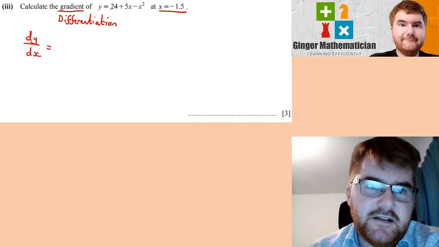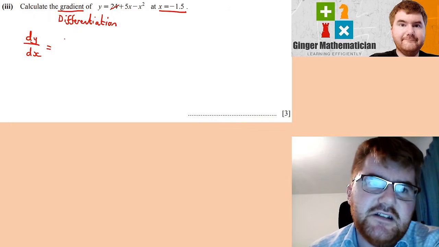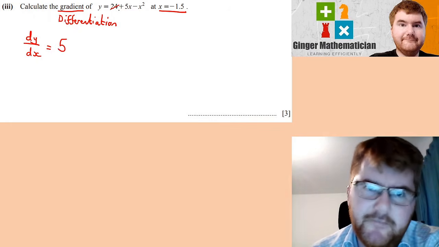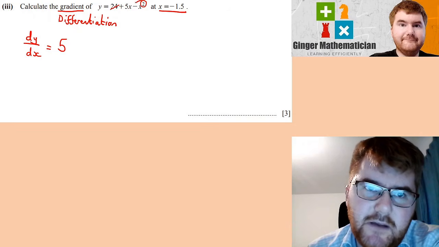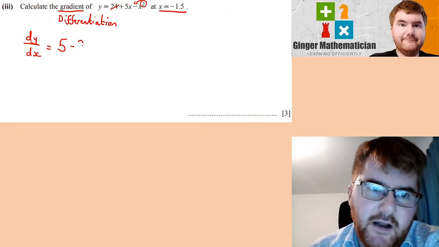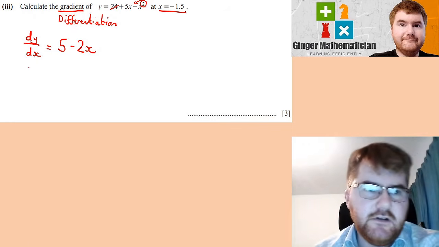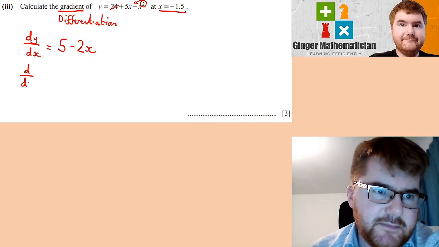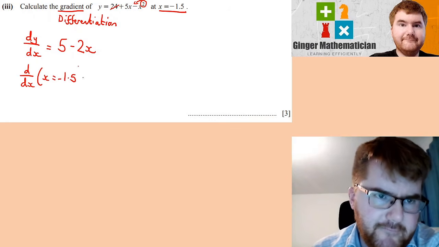So 24, that's going to disappear. Notice it's in a different order. Plus 5x differentiated gives us 5. And then minus x squared, be a bit careful here. The 2 comes to the front, and so we get minus 2x. So that's our gradient function. And then we're going to work out that specific function at x is equal to minus 1.5.